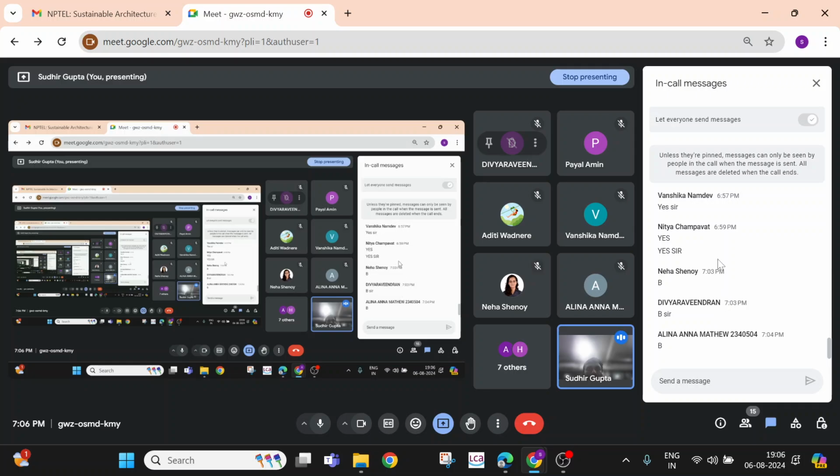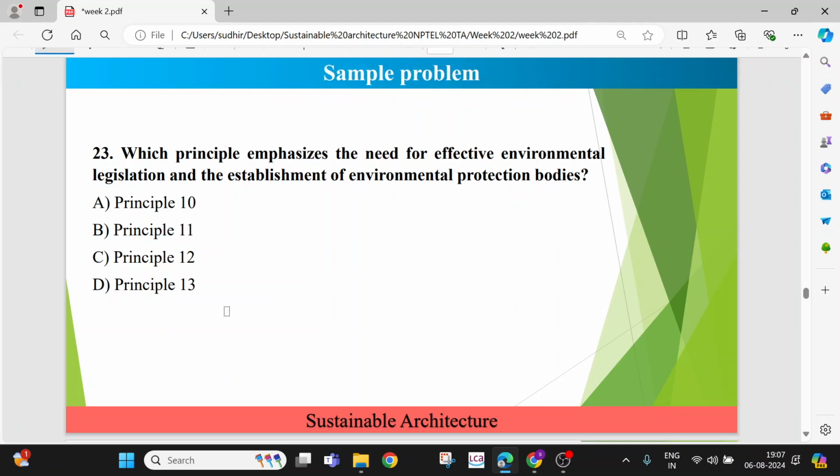So option B is the right answer for this question, that is Principle 11. Principle 11 of the Rio Declaration emphasizes the need for states to enact effective environmental legislation. It marks the beginning of creating robust environmental protection bodies and policies. Prior to this, many countries lacked strong environmental laws, and this principle advocated for the establishment of legislative frameworks for enforcing environmental protection and conservation. With this principle 11, we started emphasizing the need for effective environmental legislation and establishment of environmental protection bodies. That's why Principle 11 is the correct answer, as most of you mentioned.